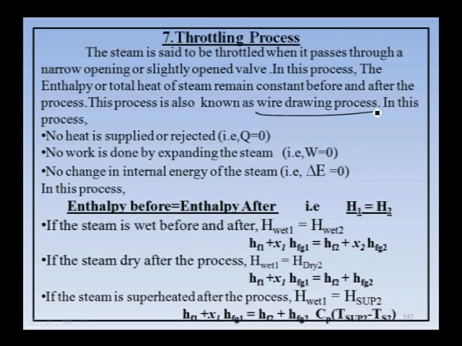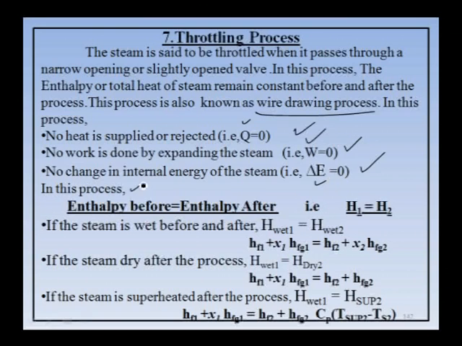In this process, these points are very important. In a throttling process enthalpy remains the same, but no heat is supplied or rejected, therefore heat transfer Q becomes 0. Next, no work is done by expanding the steam, therefore work done W is also 0. No change in internal energy of the steam, delta E is also 0. According to the first law, Q is equal to delta E plus W. So in the throttling process Q is 0, W is 0 and delta E is 0, but the enthalpy remains the same before and after the process. It is a very simple process, all becomes 0, therefore no derivation here.